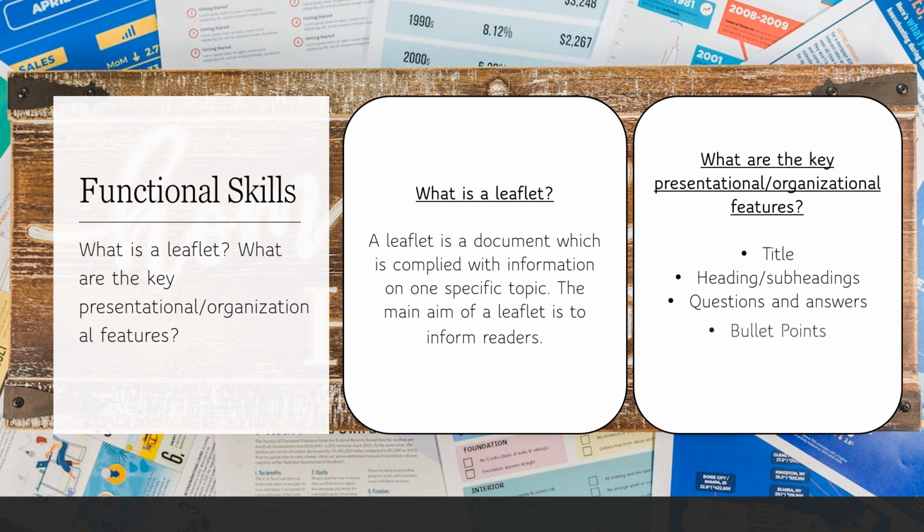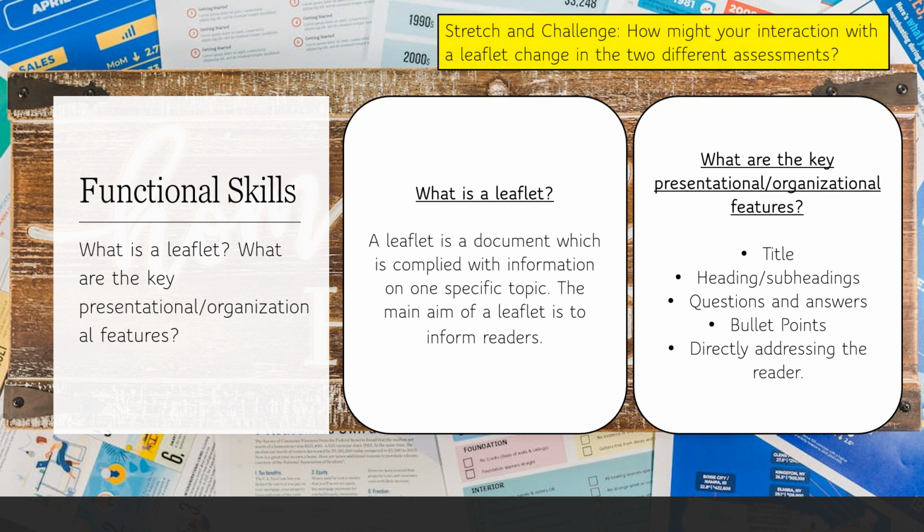The next thing to think about would be using bullet points. Again, we very rarely actually use these things with other forms of writing, but you would use it for a leaflet. And directly addressing the reader. So when we directly address the reader, it means using personal pronouns such as you, just to draw them in.